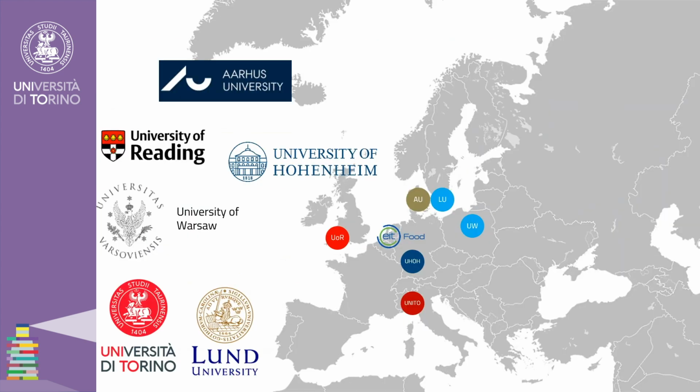We have 6 universities that are part of the consortium that is delivering the international curriculum on food system. You can see that there are Aarhus University and Lund University in the north of Europe. Then we have the University of Turin in the south of Europe, University of Warsaw in Poland, University of Hohenheim in Germany, and University of Reading in the UK.